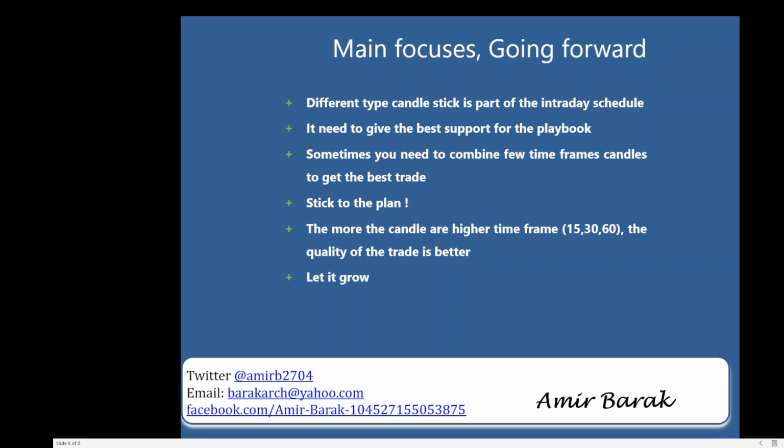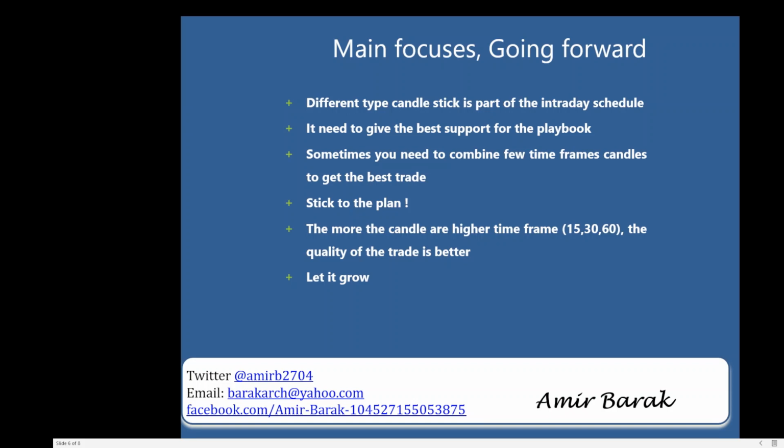Sometimes, again, use a different time frame in order to support or not support your trade. Sometimes you need to combine a few time frame candles to get the best trade. Definitely in the beginning you can use the 1 and the 2 and 2.5 and even 5, 15, and 15, 5, 30. Everything is okay in order to give you the best. Sometimes you're going to see not the same picture.